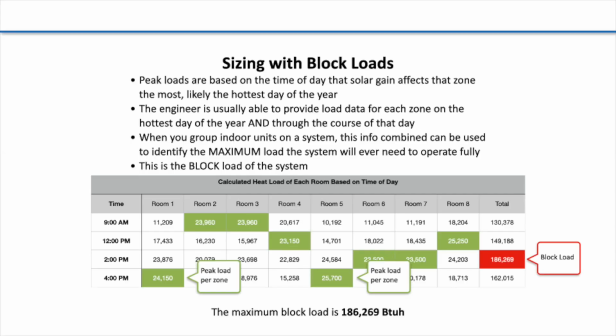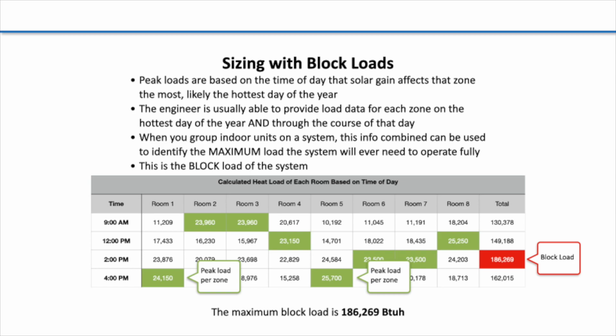If you take a look at this chart that I put together, it looks at the different zones and different times of day, and at the different times of day, which rooms are at their peak load. So if you look at the chart, you'll see that during the course of the day, different rooms get occupied at different times, but you'll see at 2 p.m. on the hottest day of the year, July 31st or whatever, that the block load of the system occurs at 2 p.m. And you'll see at 2 p.m. that the block load is 186,000 BTU.